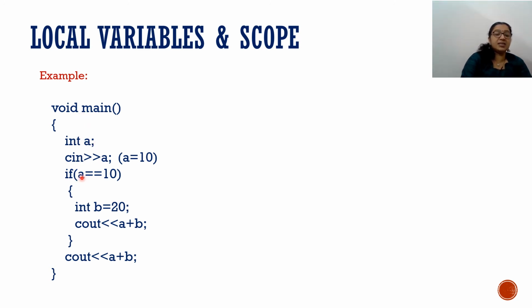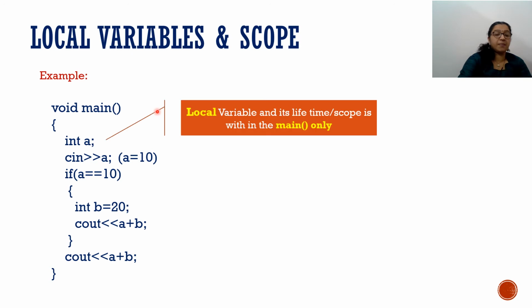And this is a block. This is not a function. This is a block. So variables declared inside a block are only for that particular block. Understood? If we declare a variable in a particular block, that variable's lifetime or scope is within this block only. See the points? A is a local variable and its lifetime or scope is within the main only. Okay, so we can access it from anywhere within the main.